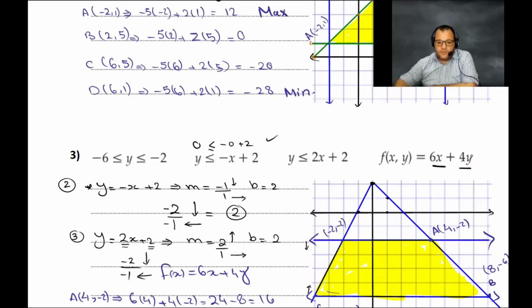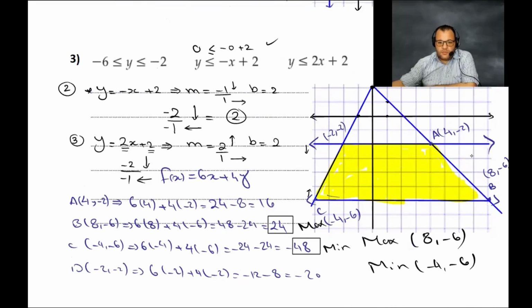Mister, can you go down a bit? So, Mr., you get the coordinates of the shaded region?